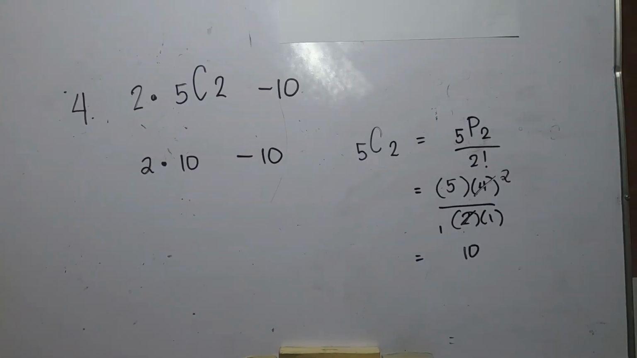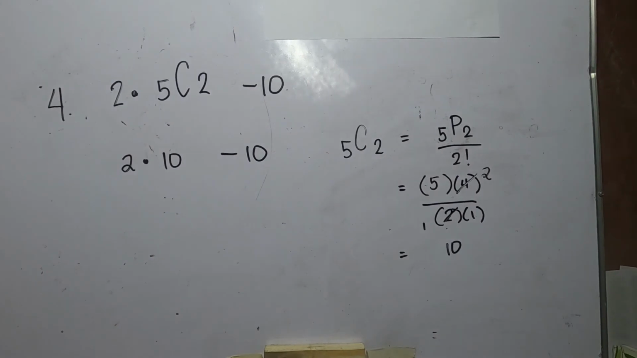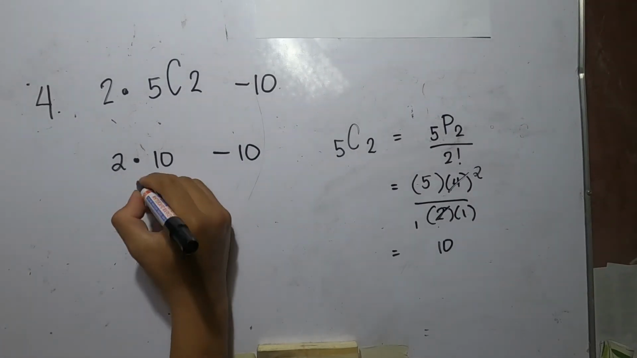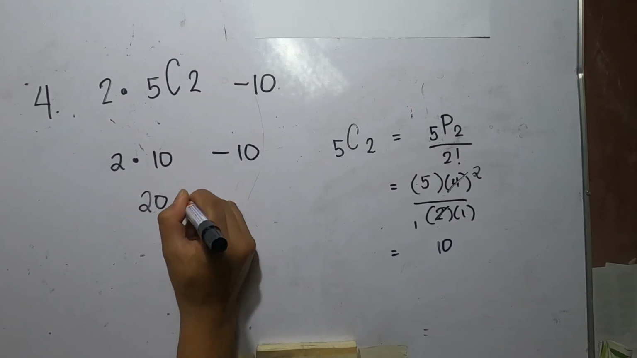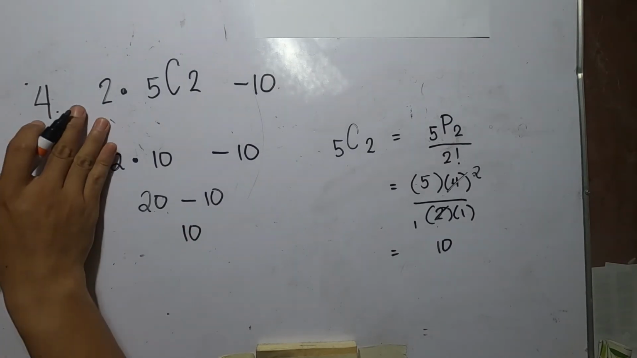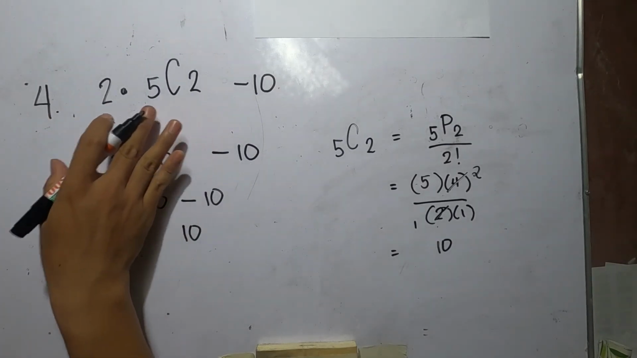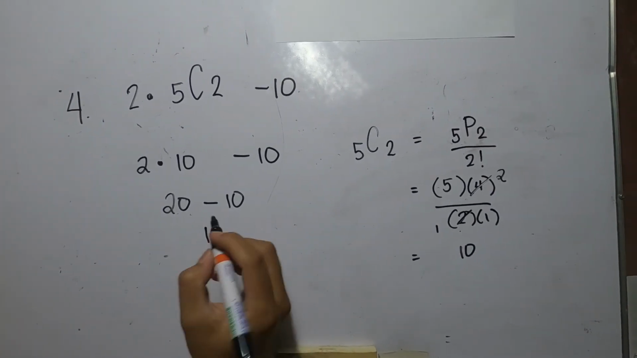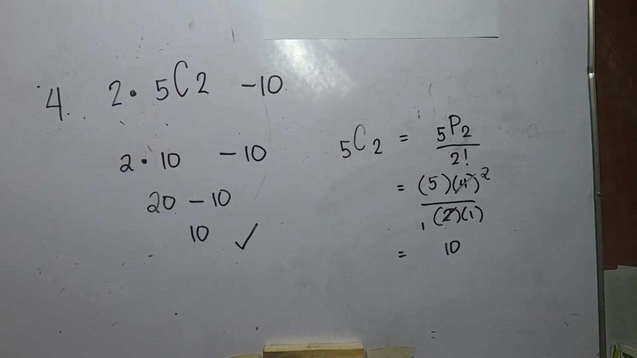Again, we need to find the product of 2 and 10 first, then subtract it by 10. 2 times 10 is equal to 20 subtracted by 10. The result is 10. So therefore, the product of 2 and combination of 5 taken 2 subtracted by 10 is equal to 10.